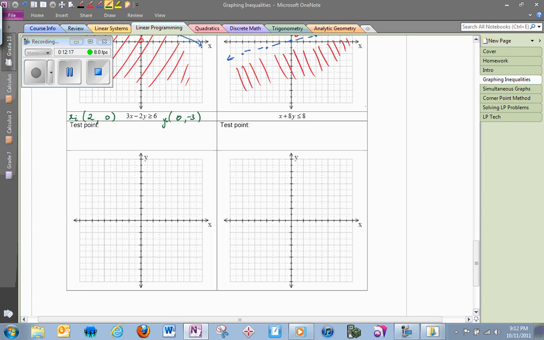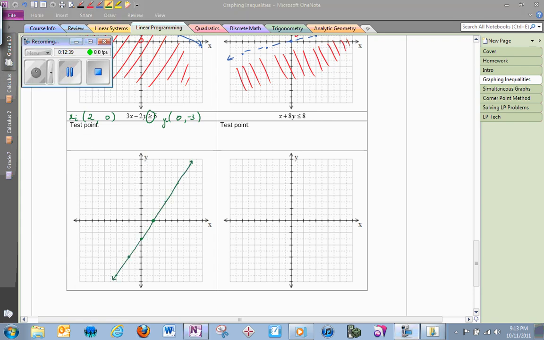So if I graph those 2 points, 2, 0 is right here, and 0, negative 3 is right here. Again, this is a solid line because of that right there, so hopefully you can see that. I'm going to want to then use a ruler and put in the rest of the line.